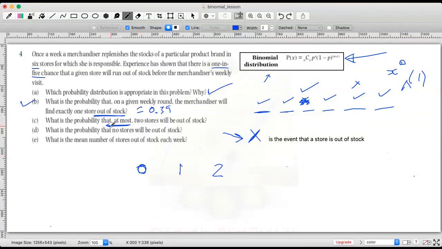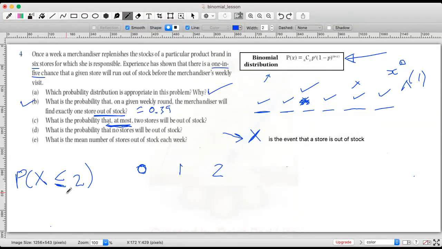So make sure you understand what at most means. At most means you must include the upper limit, which is 2. So that means x can be 0, 1, or 2. So what they're asking us for question C is the probability of x less than or equal to 2, because it means 2 is included as well as everything below 2.